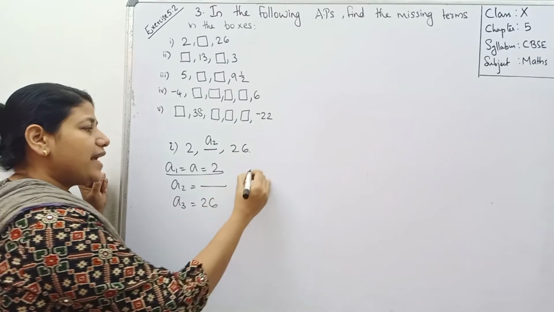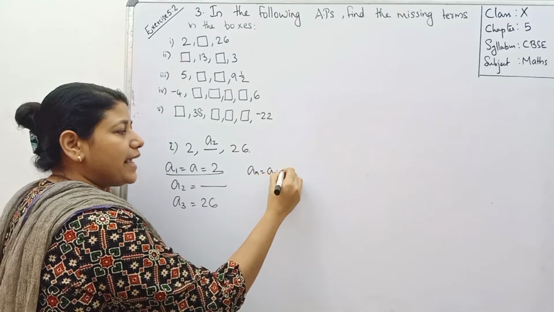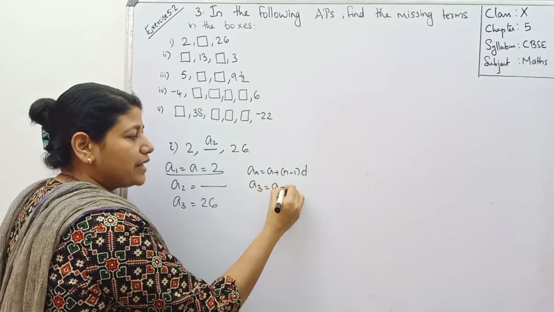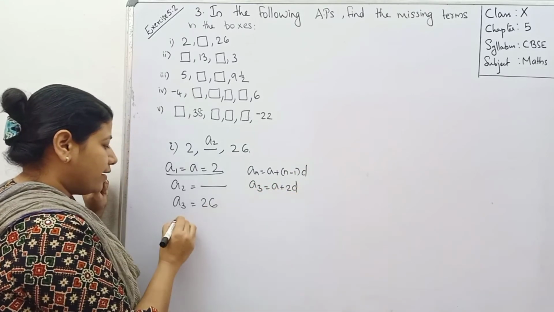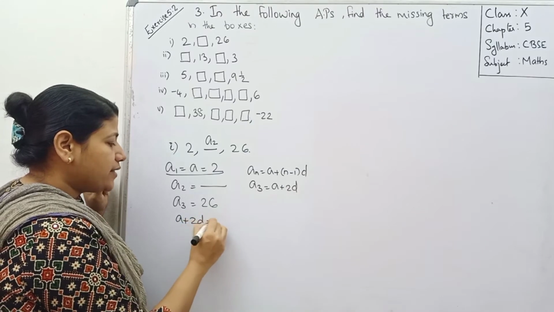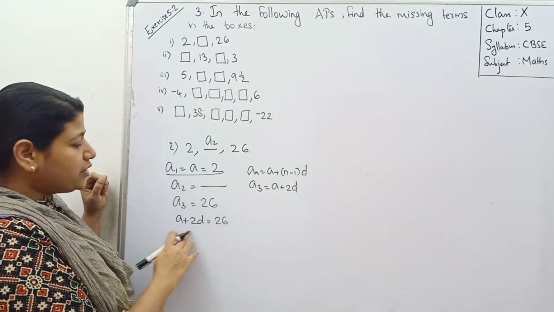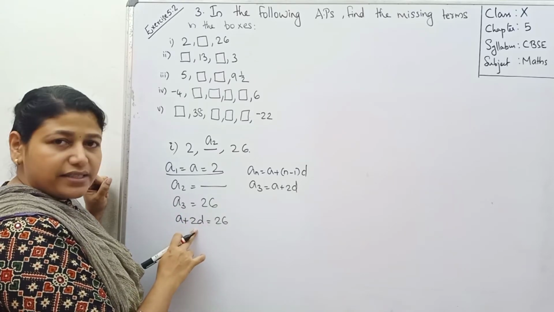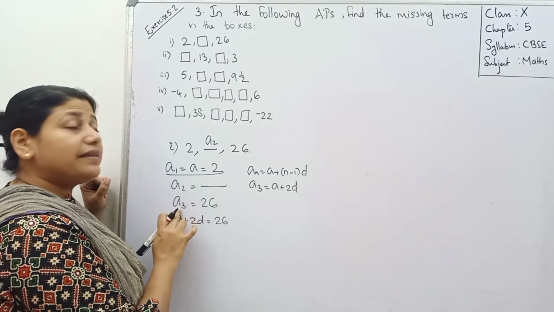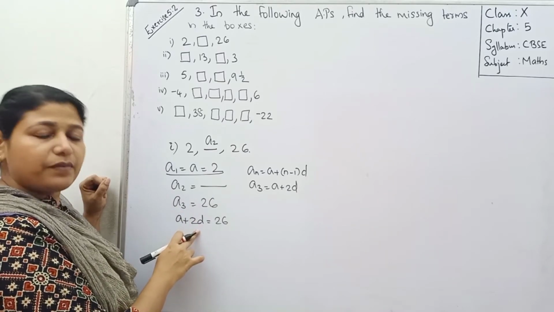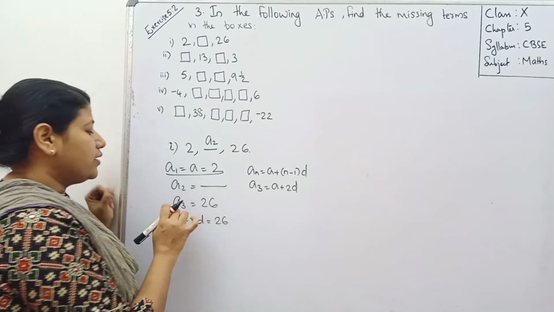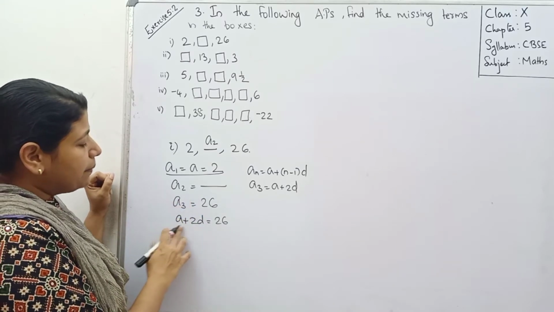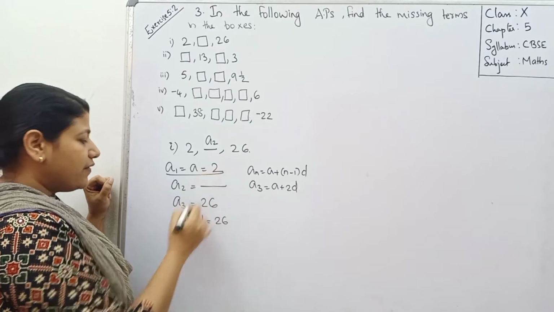We know that an equals a plus n minus 1 into d, isn't it? So the third term means a plus 3 minus 1, that is 2d. So we can write a plus 2d is 26. For the third term you write 2d here; for the 10th term you write 9d. Just subtract 1 from n. So a plus 2d is 26.